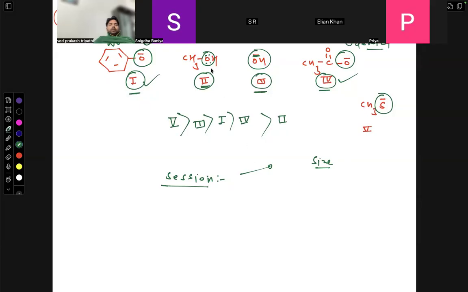Like suppose we have CH3OH and CH3SH. So you can see oxygen and sulfur belong to the same group. So this one would be a good nucleophile. Okay.